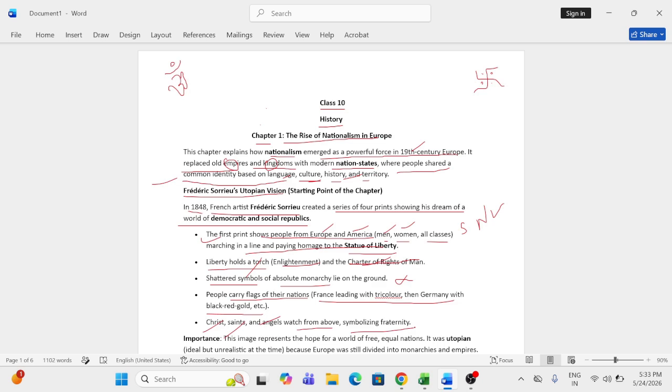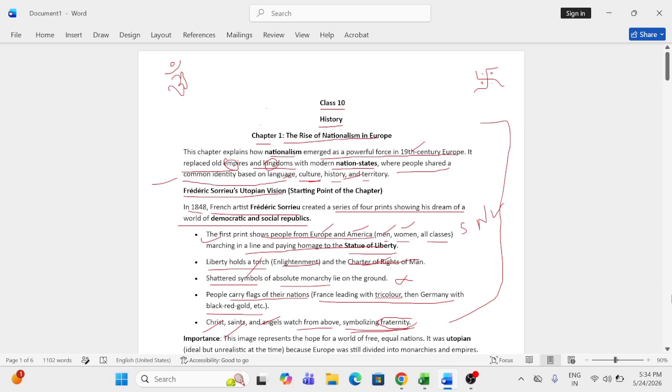It is better if you look at the picture in your history textbook. You will find from the NCERT an image of the Statue of Liberty. In one hand she has a torch, in the other the charter of the rights of man, and the symbols of absolute monarchy lie on the ground, meaning there should not be any absolute monarchy. People are carrying the flags of France and Germany, and Christ, saints, and angels from heaven above symbolize fraternity.